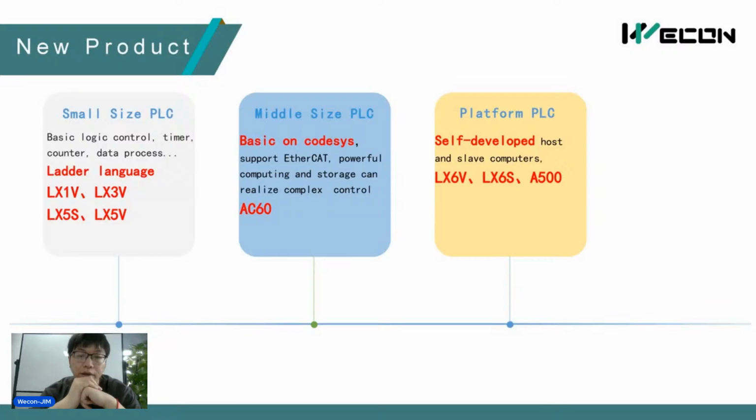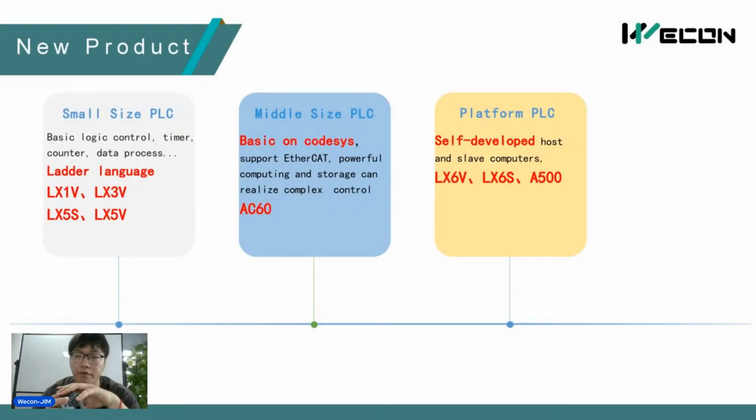And we also have middle size PLC. This type of PLC is based on CODESYS, so it can support EtherCAT and more powerful functions, different communication protocols, motion control, robot control, CNC, and so on. For this type, we have the AC60 series PLC. And today we are going to introduce this A500 series.